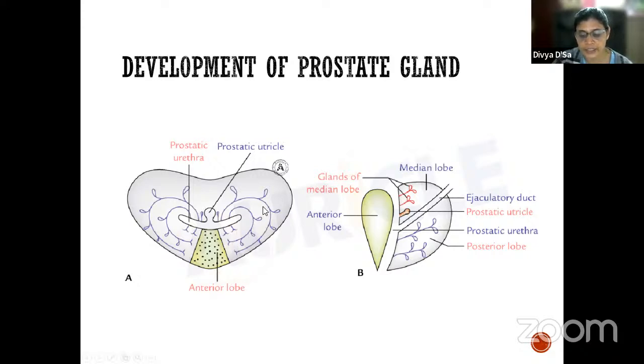The buds arising from the mesodermal portion, that is the posterior wall of the urethra above the opening of the ejaculatory ducts, form the inner glandular zone of the prostate gland. Whereas the buds arising from the rest of the prostatic urethra, which are endodermal in origin, form the outer glandular zone of the prostate.